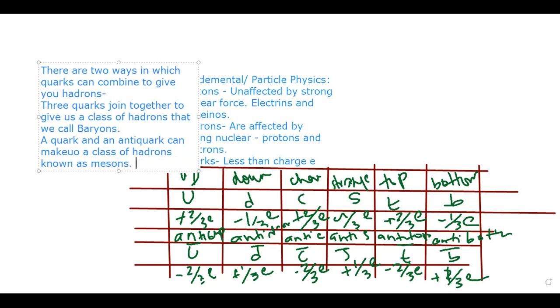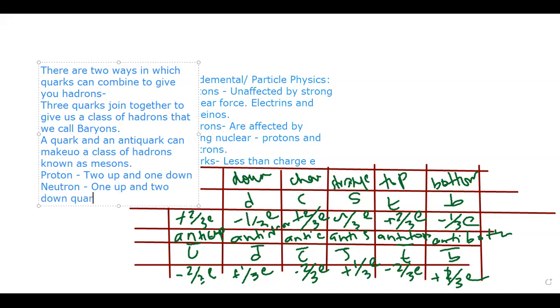How do we make a proton? A proton is made up of two up quarks and one down quark, right? So a proton, for example, is made up of two up and one down. So this is made up of three quarks, so this is a baryon. Along with that, for example, we have the neutron. A neutron is going to be made up of one up quark and two down quarks. So these are examples of your baryons.